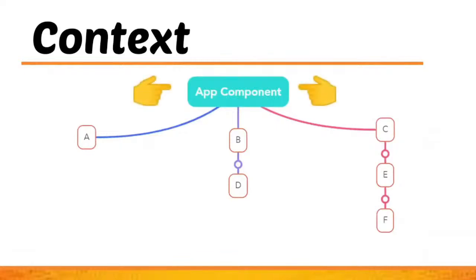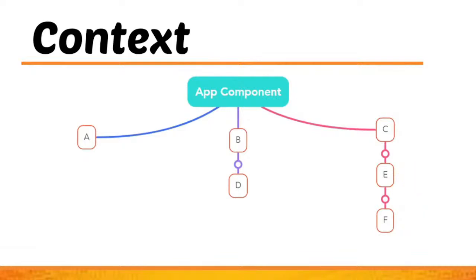We have the App component, which is the root component. Nested within the App component at different levels are several other components. At the first level we have components A, B and C. Nested within component B is component D, and nested within component C is component E. And as it turns out, component F is nested inside component E. So we have 3 levels in total.